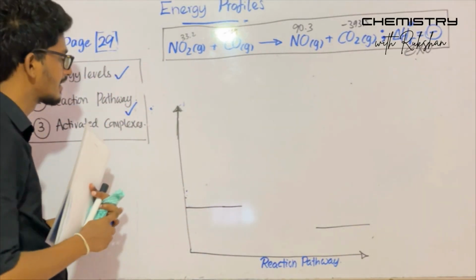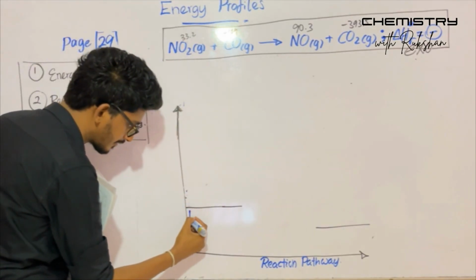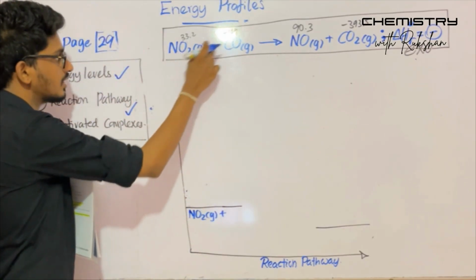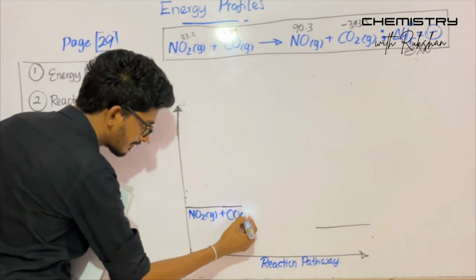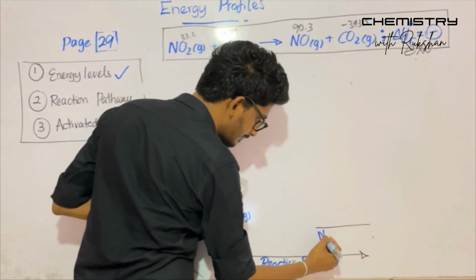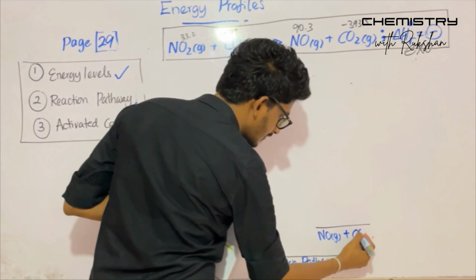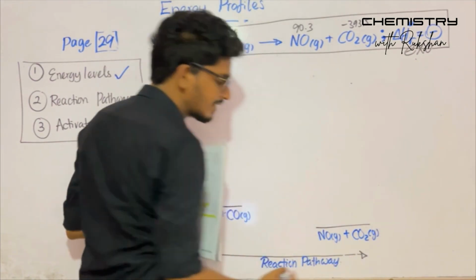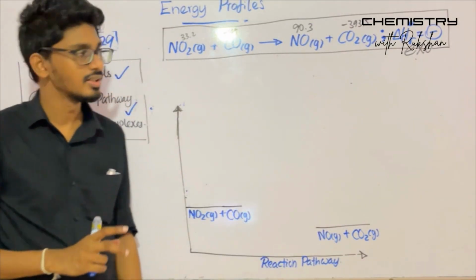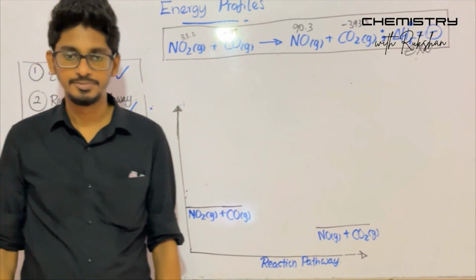So what are the reactants and what are the products? The reactants of the overall reaction are NO2 gas plus CO gas. The products are NO gas plus CO2 gas. First, write the energy levels of the reactants and the products by just looking at the overall reaction and its enthalpy change.